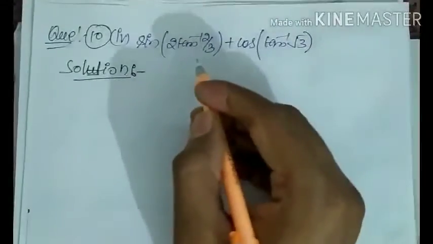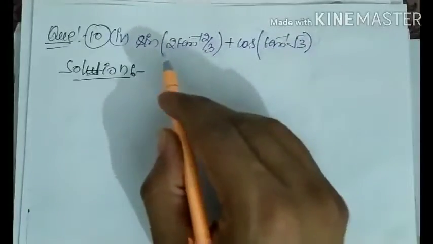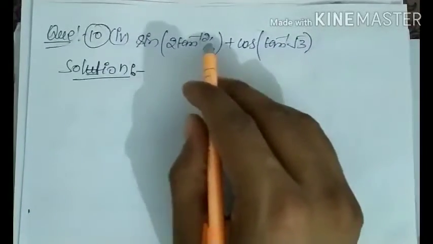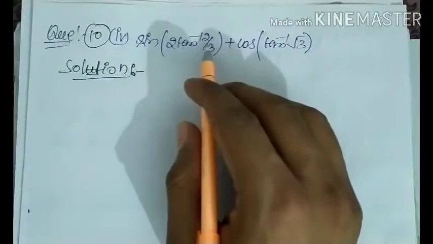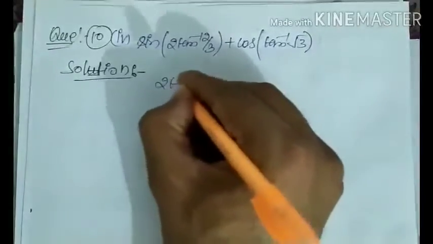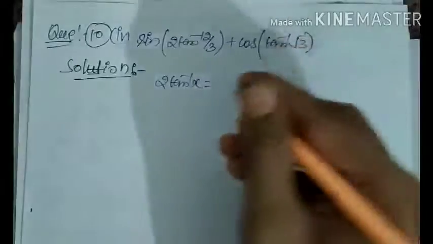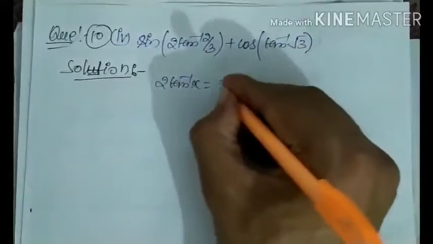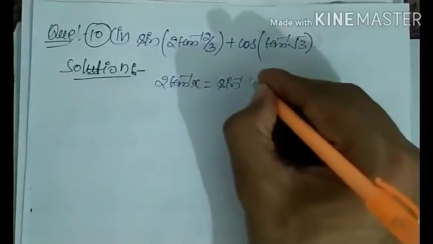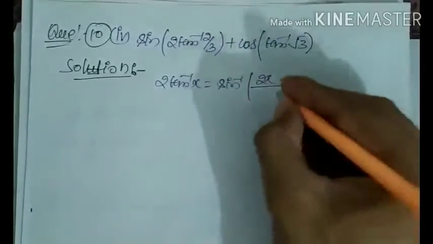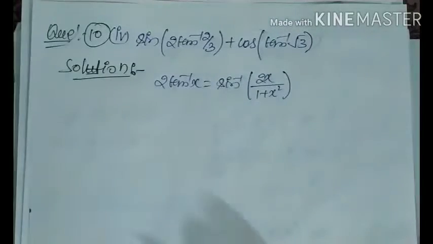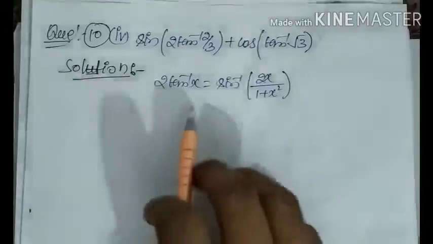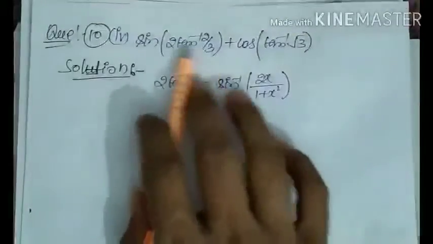We are going to solve this here. This is 2 tan inverse 2 by 3, and the formula of 2 tan inverse x in the form of sine inverse is sine inverse 2x upon 1 plus x square. This is the formula of 2 tan inverse x in the form of sine inverse. I am going to use this formula in the question here.